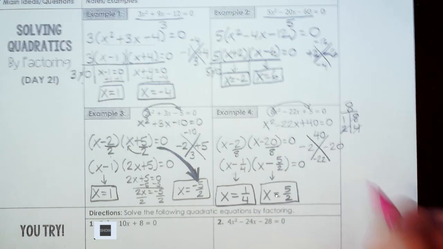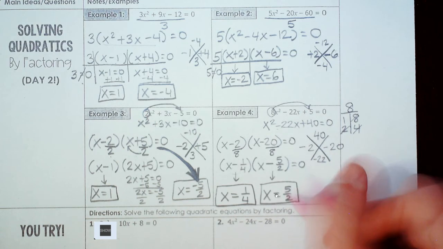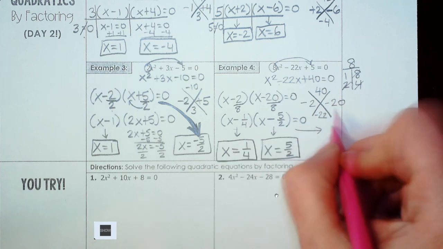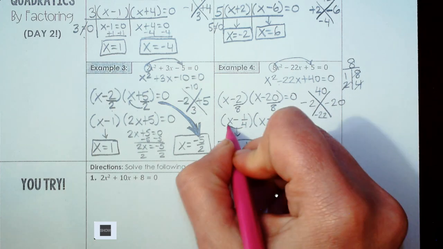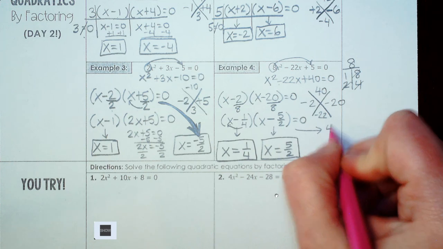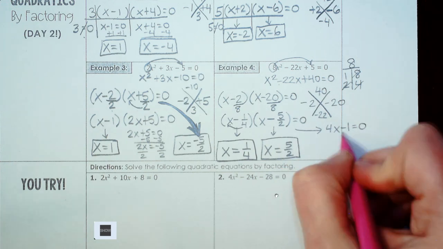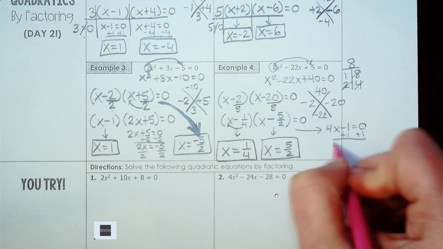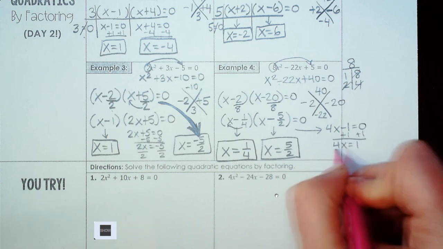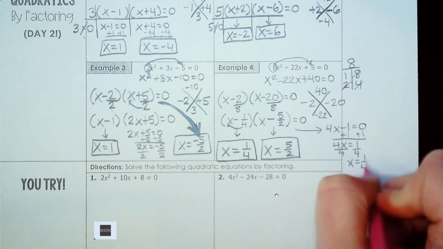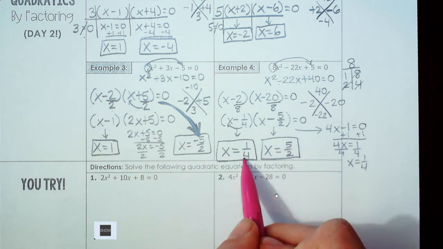Now, if you don't see that trick and you want to do bottoms up, that's okay. Here's what's going to happen. All right, so right here, let me write it over here. If I did bottoms up here, I would have 4x minus 1, and then I would set that equal to 0. I would have to add 1, 4x equals 1, and then divide by 4. I still get x equals 1/4, which is what I had over here.